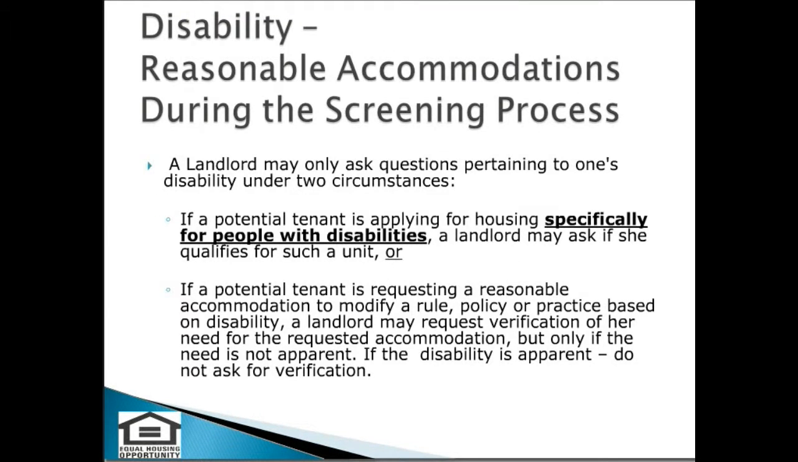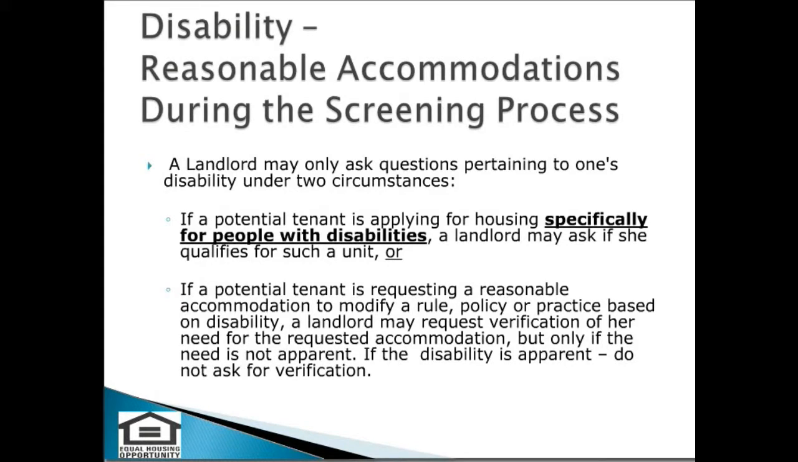If a potential tenant is applying for housing specifically for people with disabilities, a landlord may ask if she qualifies for such a unit, or if a potential tenant is requesting a reasonable accommodation to modify a rule, policy, or practice based on a disability, a landlord may request verification of her need for the requested accommodation, but only if the need is not apparent. If the disability is apparent, do not ask for verification. So, for example, if a tenant is clearly in a wheelchair and is requesting a ground floor unit, do not ask for a verification from a professional that the tenant needs a ground floor unit.